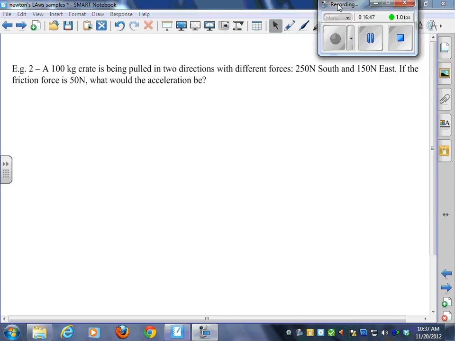Okay. I would like you to draw a free body diagram for this while I go do my attendance. A 100 kilogram crate, at the very least, write out what you know and write out what you're trying to solve. Okay? And maybe draw me a picture. When you draw pictures, you have to sort of realize what your frame of reference or what your viewpoint is.